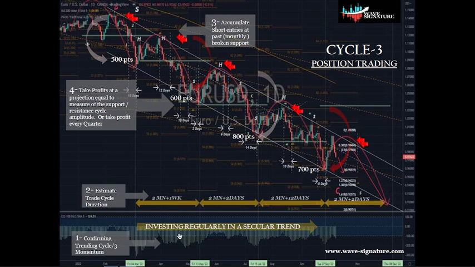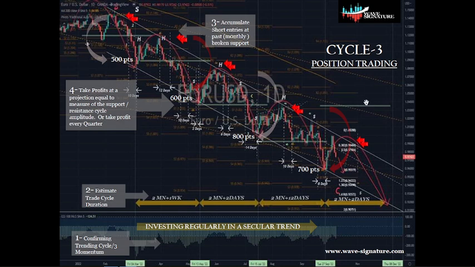We would first want to confirm that the market is trending in cycle 3 momentum. The market, of course, is trending in cycle 3 momentum once you have momentum that is usually, or always, most of the time at least, below overbought levels, such as shown here. This kind of strategy is really investing regularly in a secular trend.